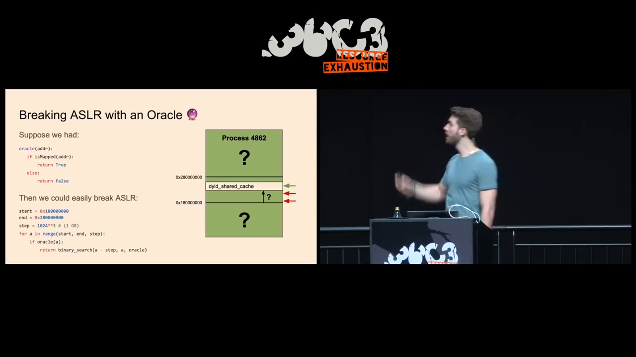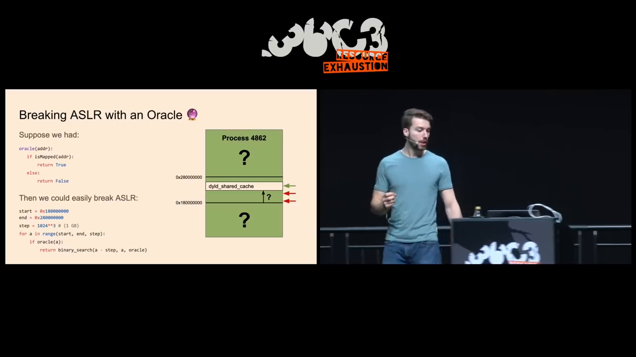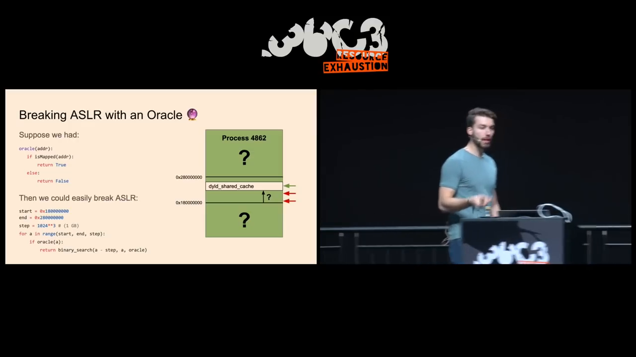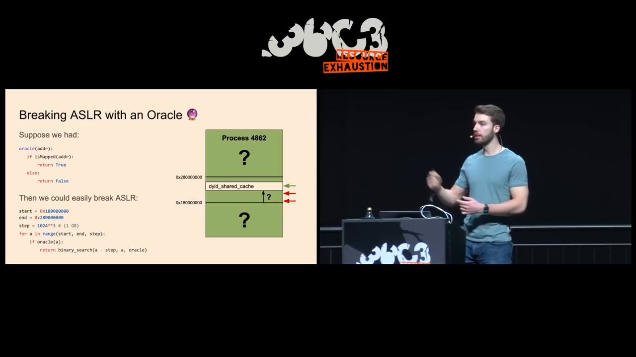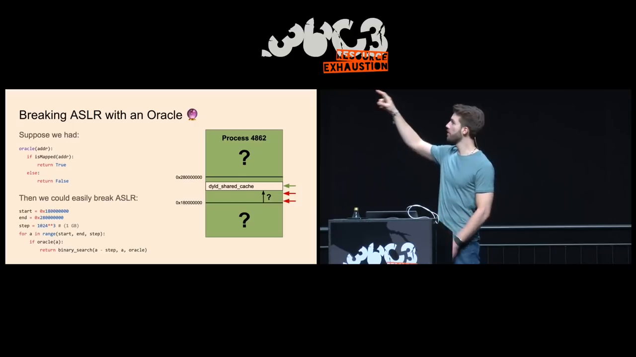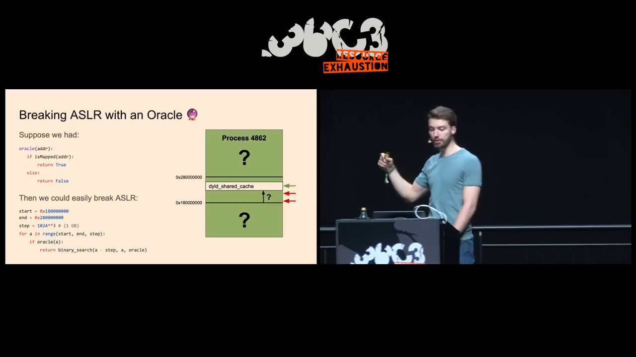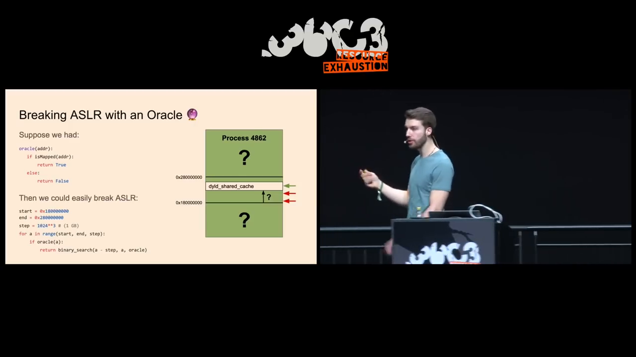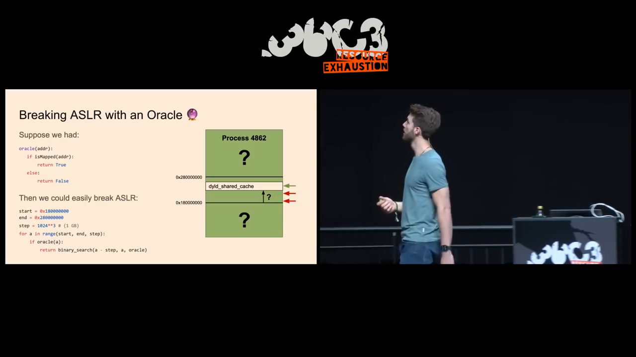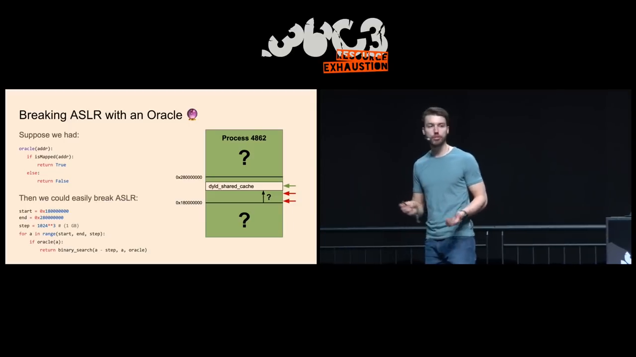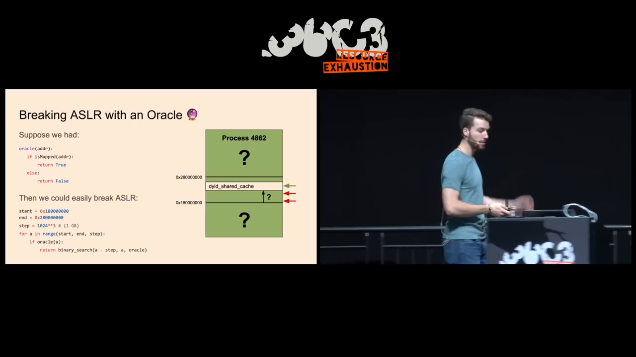So maybe here after 3 steps you find a valid address. And then from there you just do a binary search, right? Because you know that somewhere between the green and the second red arrow, the shared cache starts. So you can do a binary search and you find the start address in logarithmic time in a few, well, seconds, minutes, whatever.